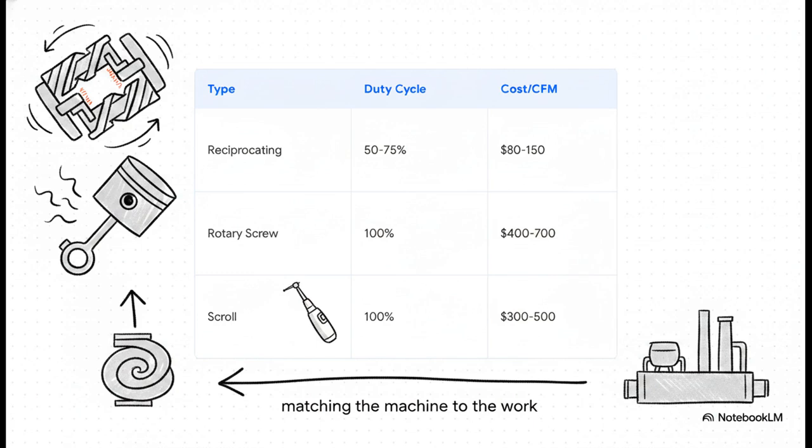But a rotary screw? Because it uses intermeshing helical rotors with insanely tight clearances, we're talking around 0.05 millimeters, it can run continuously at 100% duty cycle. And if you need absolutely zero oil contamination, like say in a dental office, you have to move to a scroll compressor. The takeaway here? You match the machine to the work, not just the specs on the box.